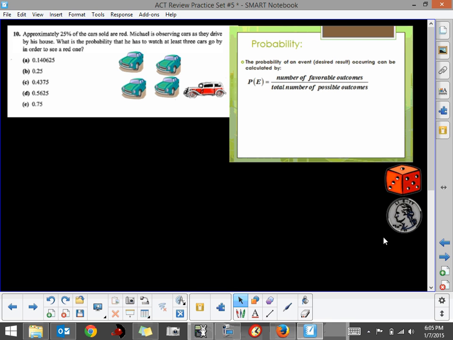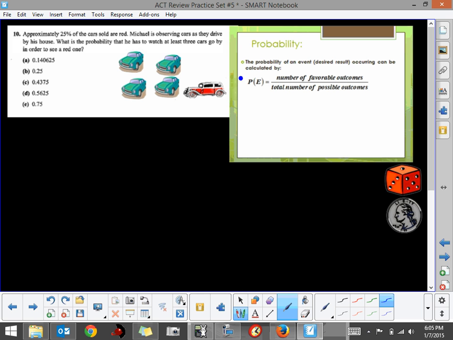It says approximately 25% of the cars sold are red, and Michael is observing cars as they drive by his house. What is the probability that he has to watch at least 3 cars go by in order to see a red one? So what we're dealing with is a scenario of probability, and we're going to review just a simple concept of what probability is.